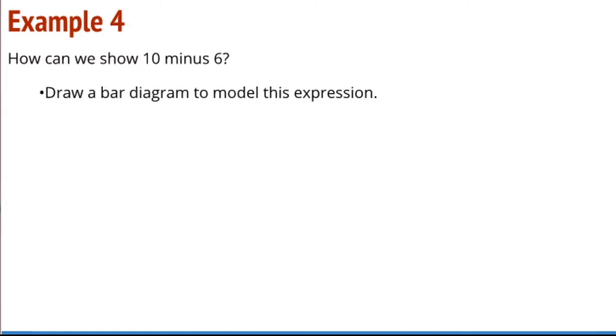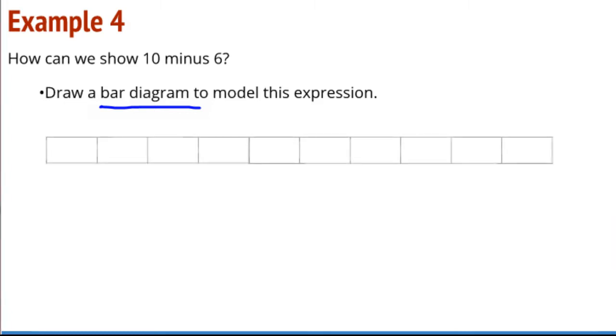How can we show 10 minus 6? And let's work with a bar diagram. How could you show 10 minus 6? Well, the first thing you're going to need is 10. Hopefully I have 10. 1, 2, 3, 4, 5, 6, 7, 8, 9, 10. Okay, I got that one right. I've got 10. Now I have to somehow have a way to show that I am taking 6 away.